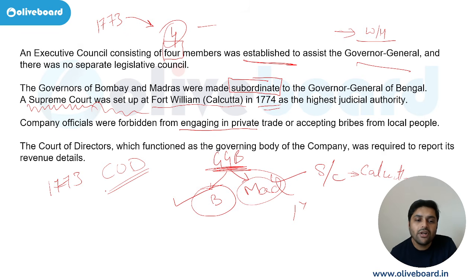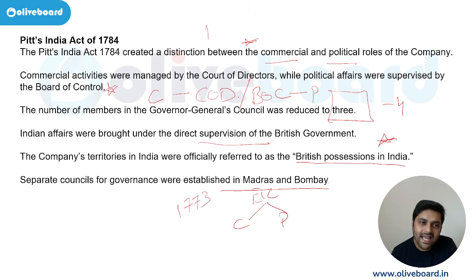Okay, COD. Remember, what is this COD? Court of Directors, commercial functions. Then came Pitt's India Act. What did it do? Pitt's India Act made a distinction between the commercial and political roles of the company. Commercial roles will be different, political will be different. The COD, Court of Directors, was given the commercial functions, and the Board of Control was given the political functions.